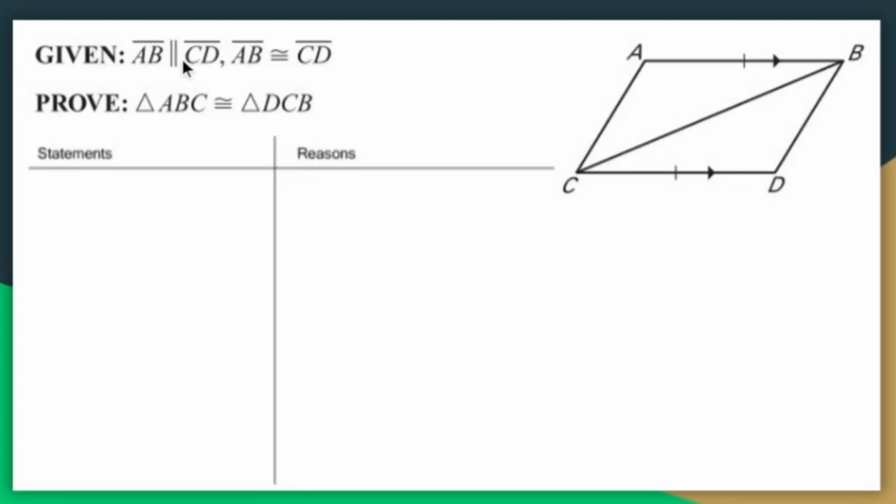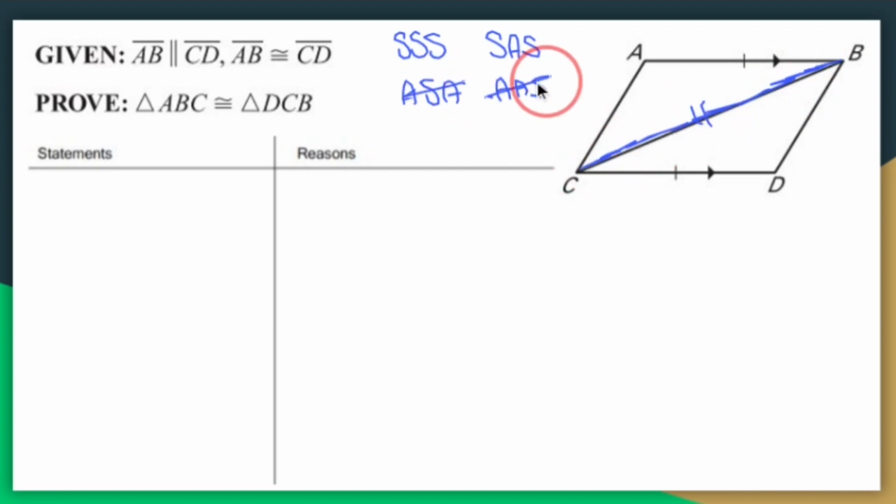Given AB is parallel to CD and AB is congruent to CD, prove ABC is congruent to DCB. I have two sides. That's all I'm given. So this is me doing a rough draft. Whenever I'm trying to do triangle congruency, I'm thinking four major proofs that I could use: SSS, SAS, ASA, or AAS. Now I have a pair of sides. Ooh, BC is congruent to itself. So I have a second pair of sides. So you're eliminated and you're eliminated.